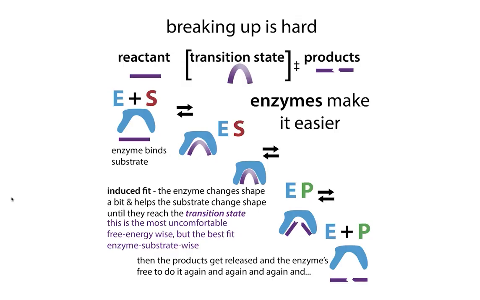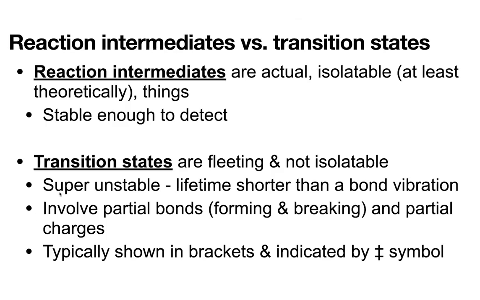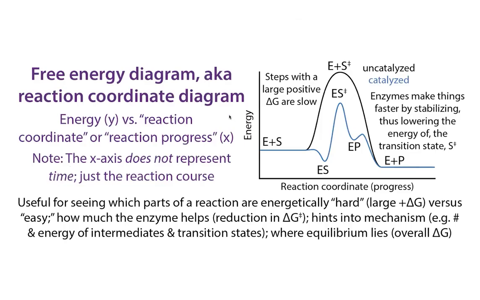So remember that the transition state, when you have a transition state, that's when you have that really, really awkward state that the enzymes are going to make easier. In the transition state, remember, that is going to be where you have partial bonds forming and partial bonds breaking, and they're super fleeting, they're not isolatable, but we know that they have to exist. We know that Santa came because the presents are under the tree. We know that transition states have to exist because we can have intermediates on either side.